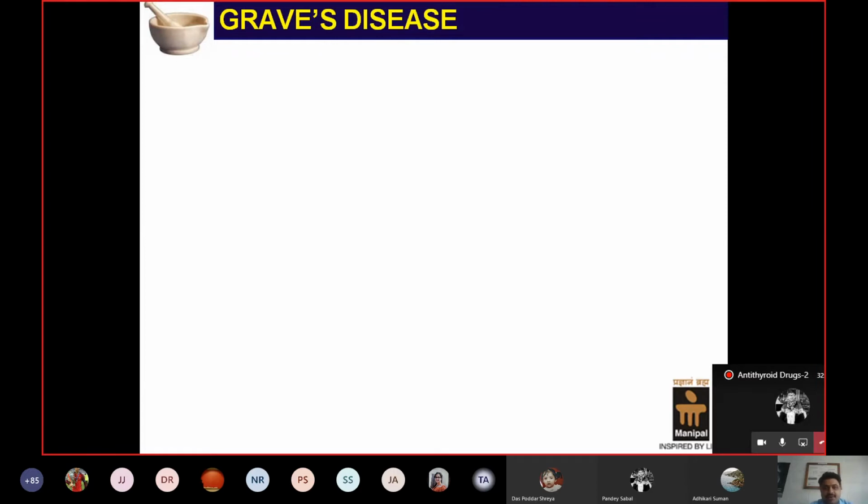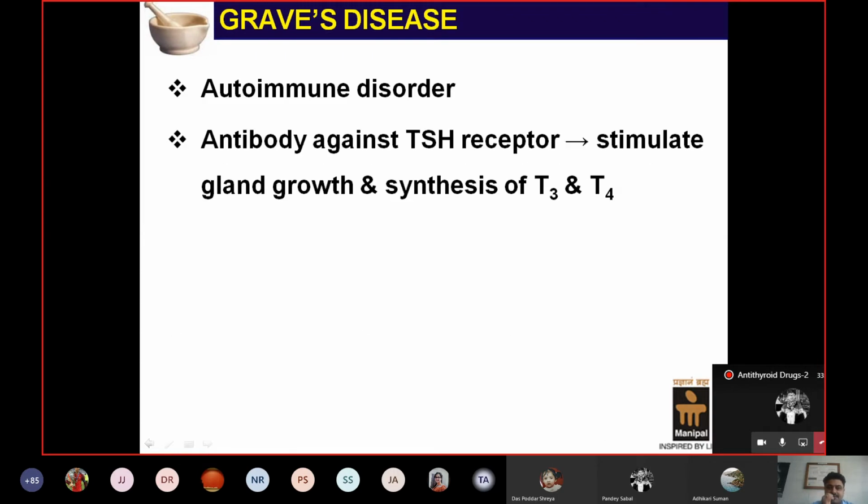Now let us talk about Graves' disease. This is an autoimmune disorder, and here antibodies are formed against the thyroid stimulating hormone receptor and stimulate the gland, and that is why the gland growth will increase, and the synthesis of T3 and T4 will increase. So that is why it leads to hyperthyroidism. So T3, T4 concentration will increase.